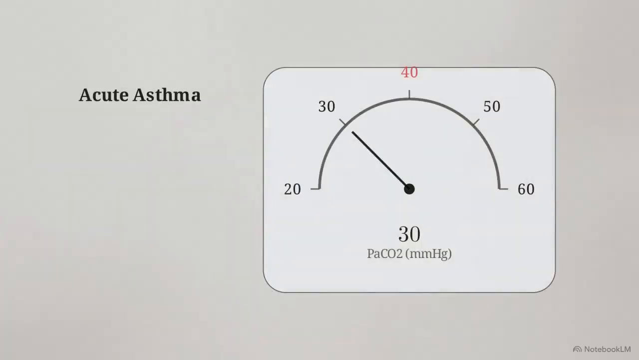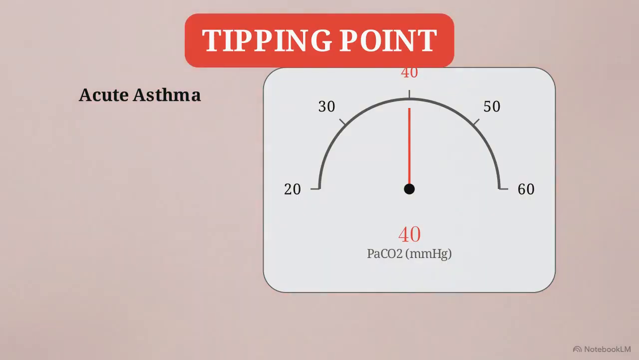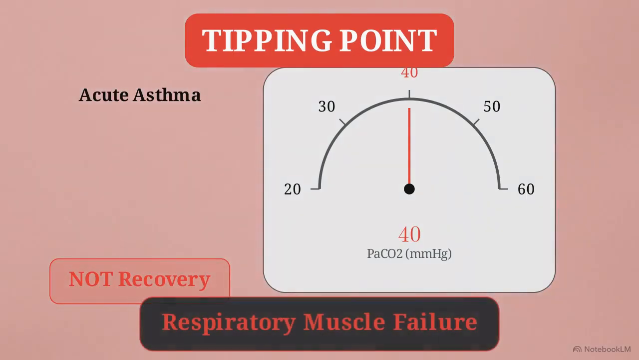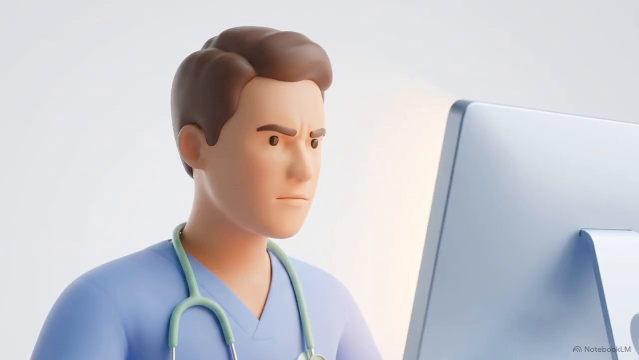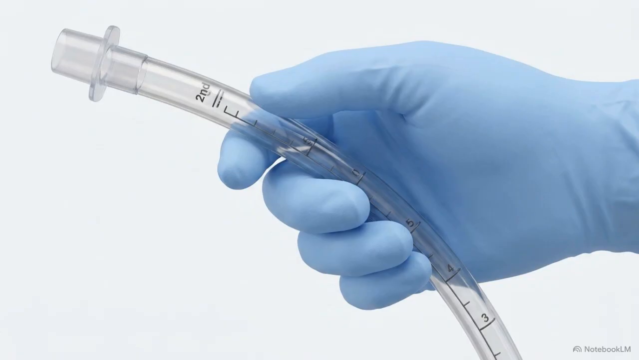If a subsequent ABG shows the PaCO2 climbing back to a normal 40, the physiological state has reached a tipping point. A normalizing CO2 in an acute asthma attack is not a sign of recovery. It indicates that the respiratory muscles are failing and the patient can no longer clear the gas. Recognizing seemingly normal vital signs in a highly abnormal physiological state requires precise data synthesis. That normalizing CO2 is an absolute mandate for immediate mechanical intubation.